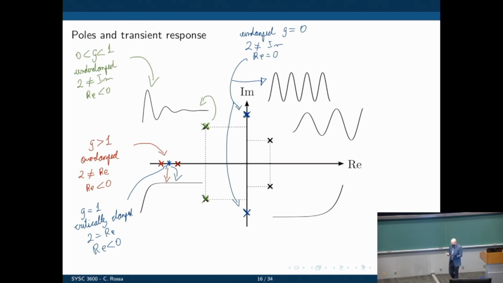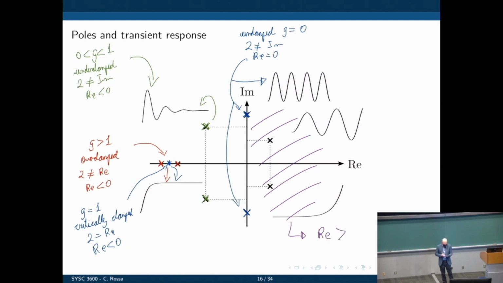Okay. And then the last case is when the poles enter the unstable zone. When we enter the unstable zone, the real part of the pole is greater than 0. Exponentials don't decay, they blow to infinity.